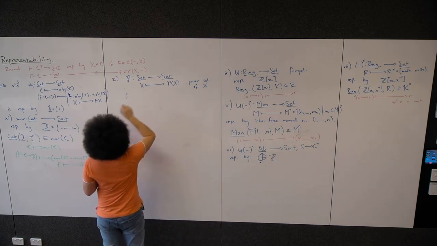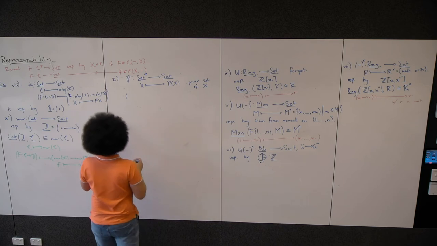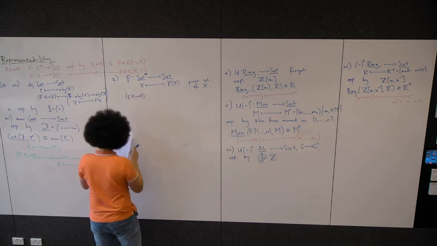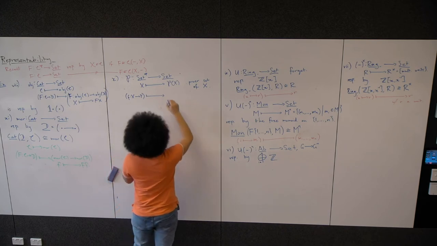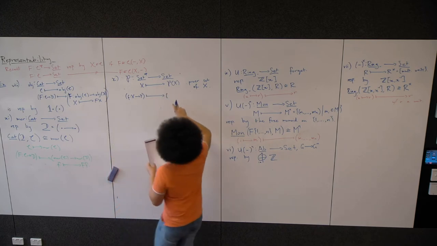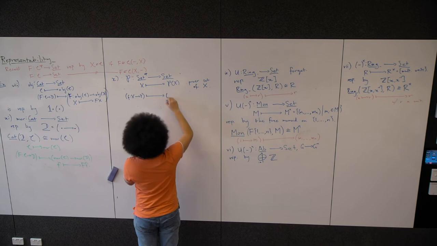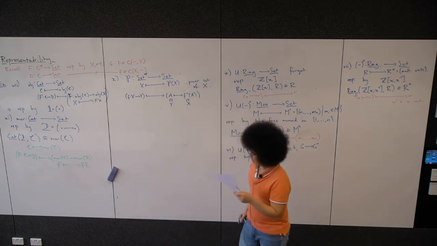So I said that this was contravariant. So really, I'm going to say it's a map from set op. But it takes a map in set, and it sends it to... So I want a function between power sets. And what I'm going to do is send a subset of Y to its pre-image in X.